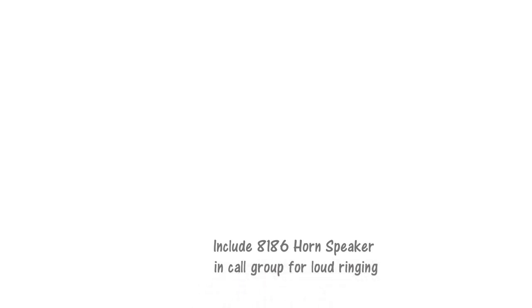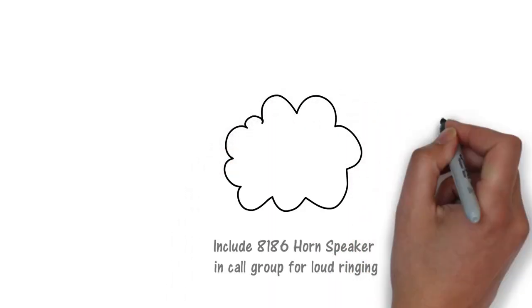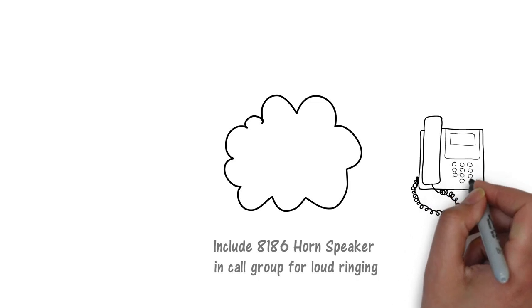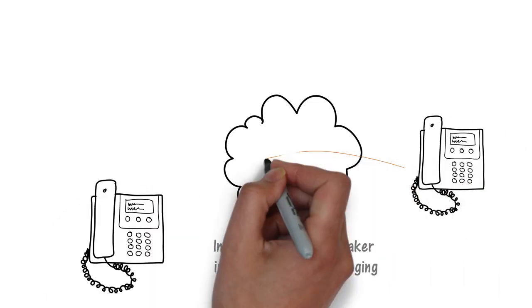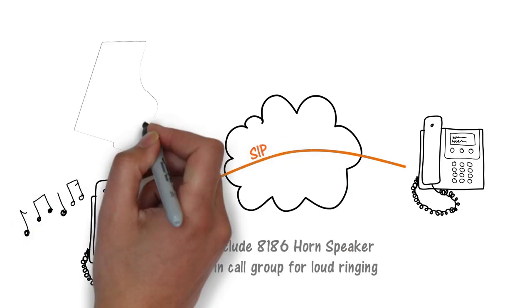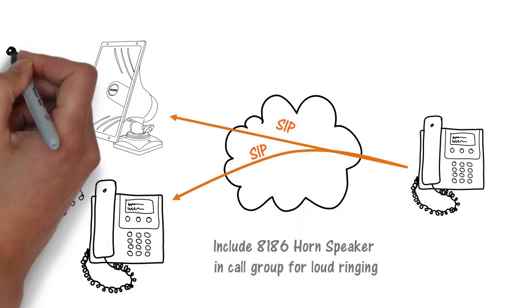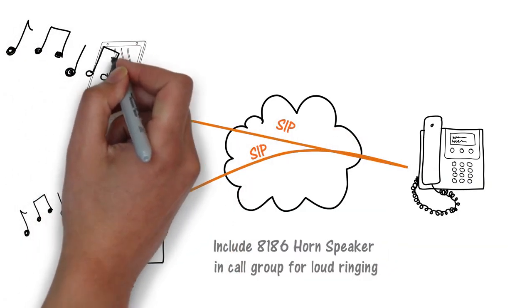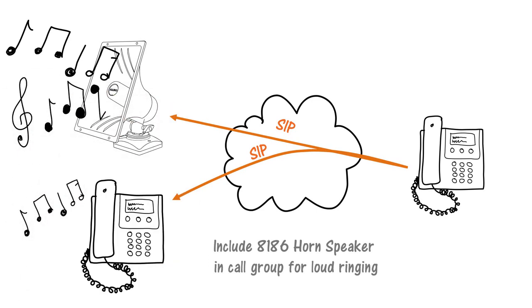One use for this is loud ringing, where a telephone in a noisy area is difficult to hear. This is configured in the 8186 by simply having its ring extension in a call group that includes the telephone. Several WAV files in memory of the 8186 include a warble, a bell, or chime, and all are selectable via the web interface. Note that a single 8186 horn speaker may be used for both ring and page applications.